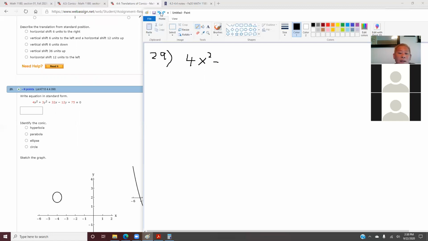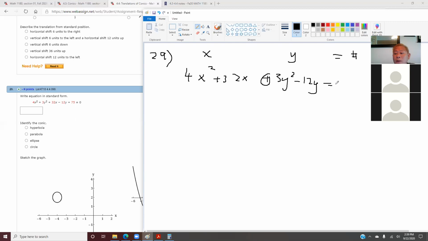So what you do first, again, for question 29, like I just told you before, x on one side, y on one side, equal, and then a number on this side. And you can tell this is a plus, so it's going to be either a circle or an ellipse, okay? So what you do in this case, separate them. So 4x squared plus 32x. And then y is over here. 3y, positive 3y squared. This is important, as I told you. Minus 12y. And then I move the 75 over there to become negative 75.